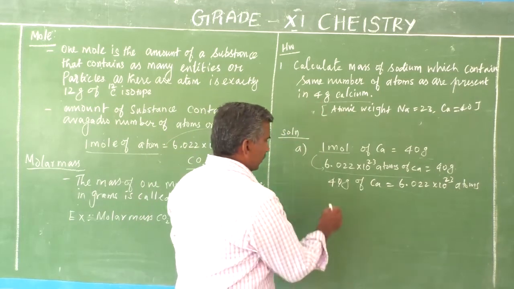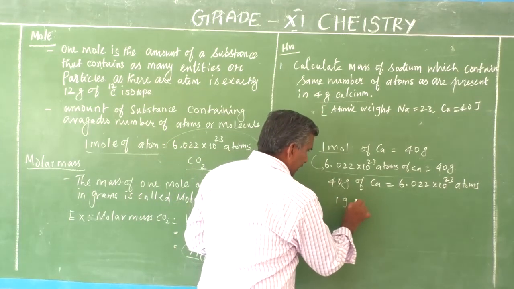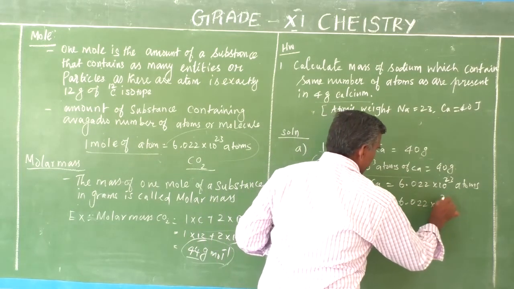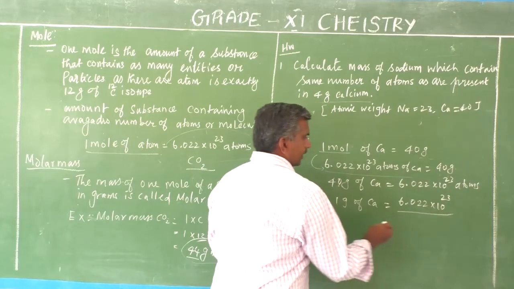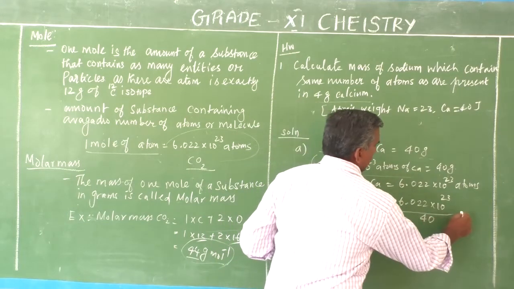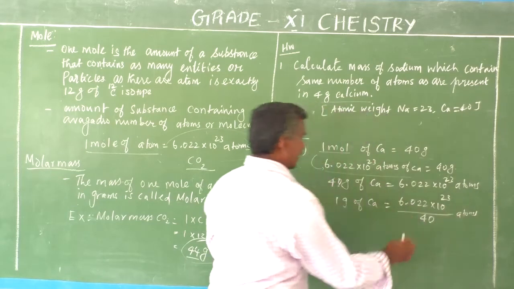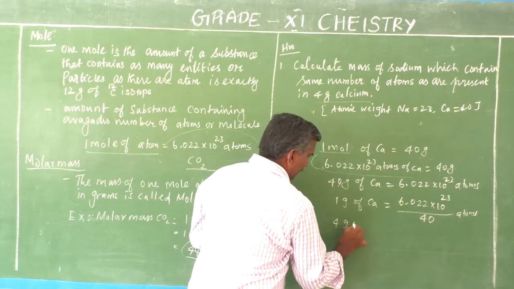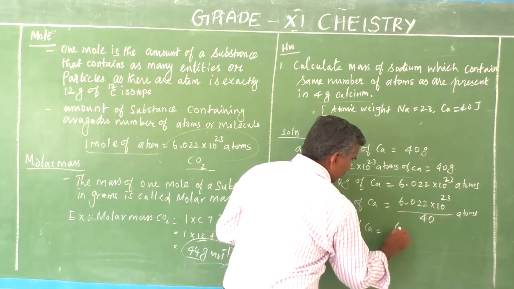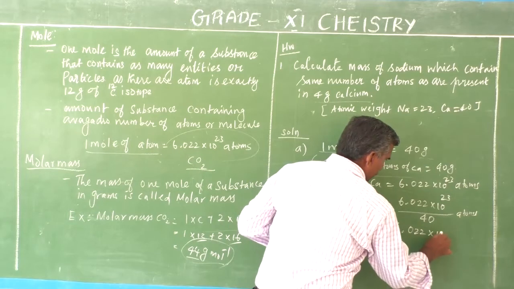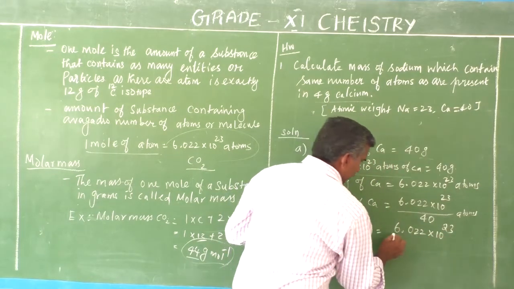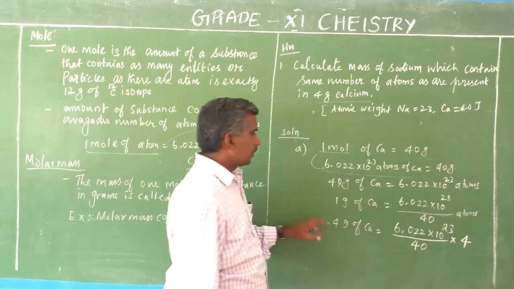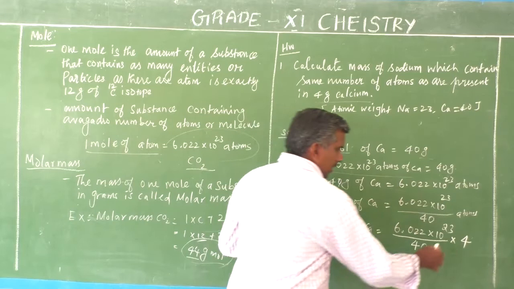Question: 4 gram of calcium. So 1 gram of calcium contains 6.022 into 10 power 23 divided by 40 atoms. Now what is the question? 4 gram of calcium is equal to 6.022 into 10 power 23 divided by 40, into 4. Because of 4 gram, now it cancels.